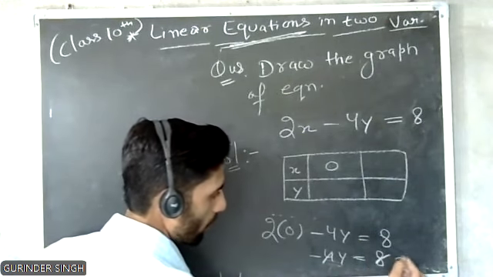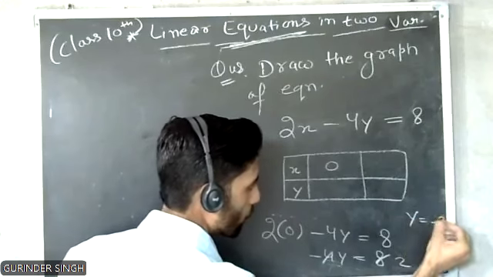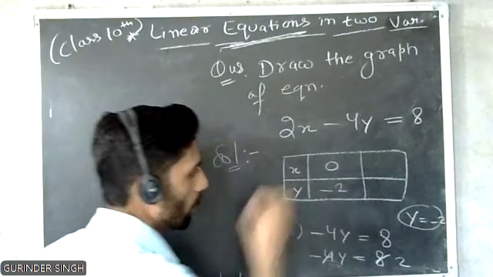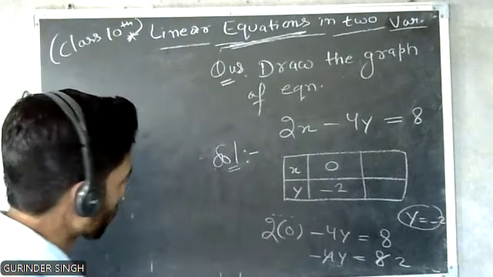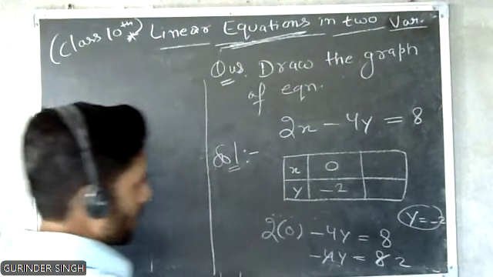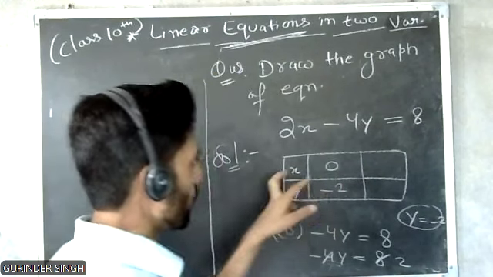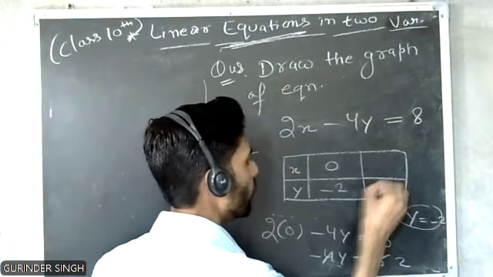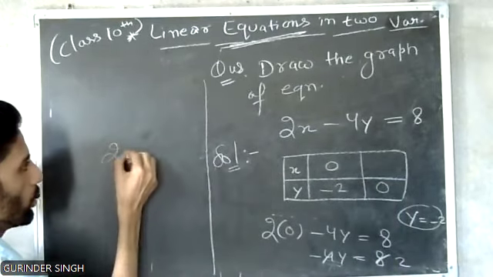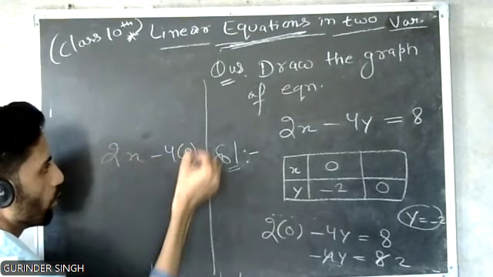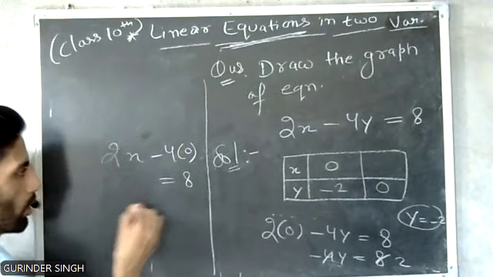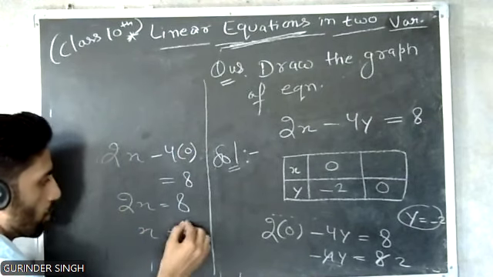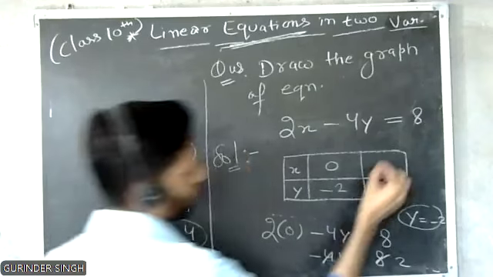So this will be 4 to the 8. It means y equals -2. When x is 0, y is -2. Right? That's done. Now the next, if y is 0, then 2x minus 4 into 0 is equal to 8. This will be 0, so 2x is equal to 8 and x will be 4.